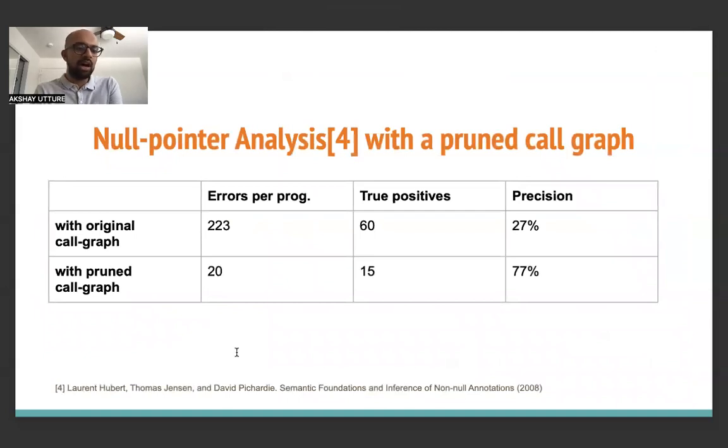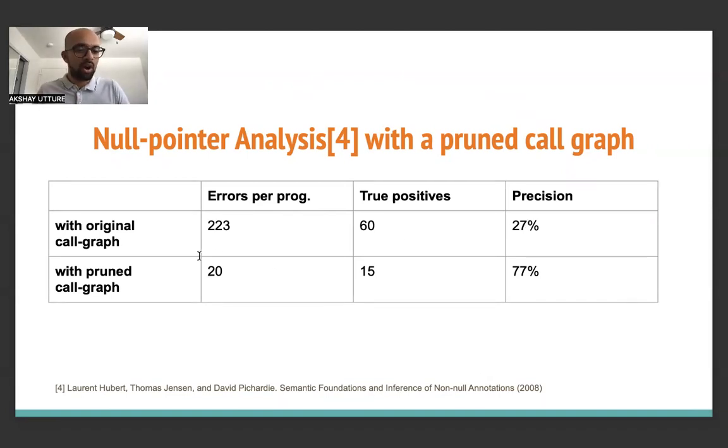So now let's look at how this improved precision affects the output of a null pointer analysis. And we're going to use the null pointer analysis by Hubert et al. So with the original call graph, we had 223 errors, out of which only 60, or that is 27%, were true positives. So you can imagine a developer who sees almost 3 out of 4 errors being false positives and is going to be very unhappy with the tool and possibly even ignore its output entirely.